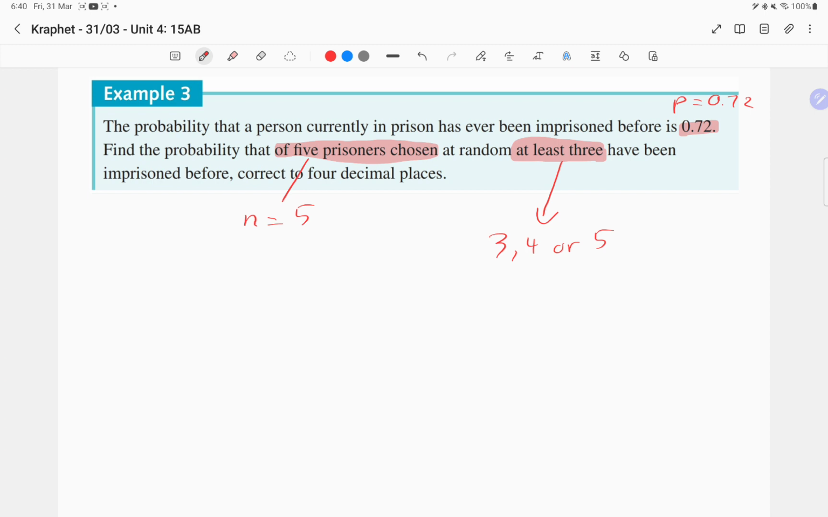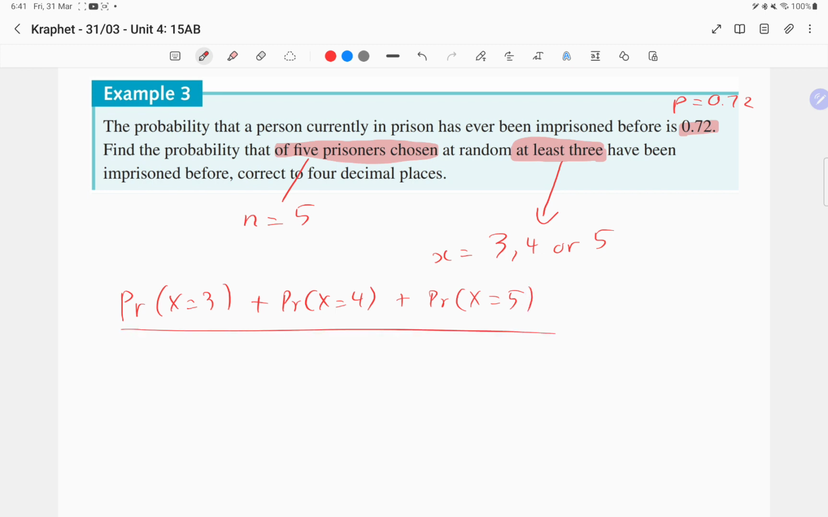So how do we represent this information here? It's not just one number, right? It's not just x equals 3. It's x equals 3, 4, or 5. So technically, this is the probability of 3 of them having been in prison before, plus the probability of 4 of them, plus the probability of 5 of them. So technically it should be this. Is there a shorter way to write this? The answer is yes.